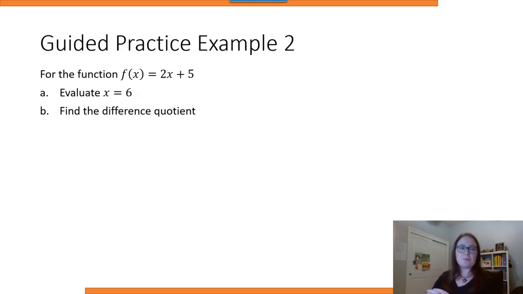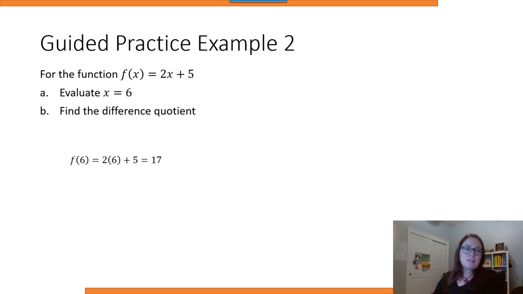Okay, so let's do an example with this. So here I have the function f of x equals 2x plus 5. So really it's the same thing as saying y equals 2x plus 5. We're just using this function notation here. And first we're asked to evaluate it at x equals 6, and then we're going to find the difference quotient for the function. So if I'm evaluating it at x equals 6, that means I'm replacing all the x's in the function notation and in the function itself. I'm replacing all the x's with 6.